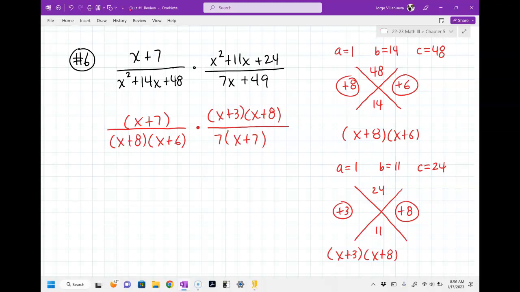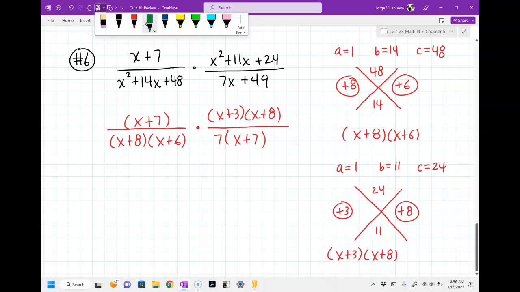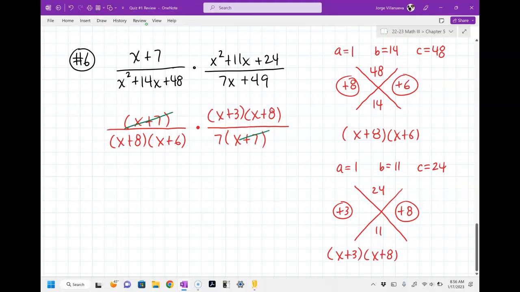All right, now's the fun part, right? I remember doing all this work when I was in high school, and at this point I'm like, oh, good, now I can just get rid of stuff. What could I get rid of? x plus 7, so here and here. Anything else? x plus 8. Anything else? I mean, the x plus 3 doesn't have a matching pair. The x plus 6 doesn't have a matching pair. That 7 that's just hanging out by itself doesn't have a 7 on top.